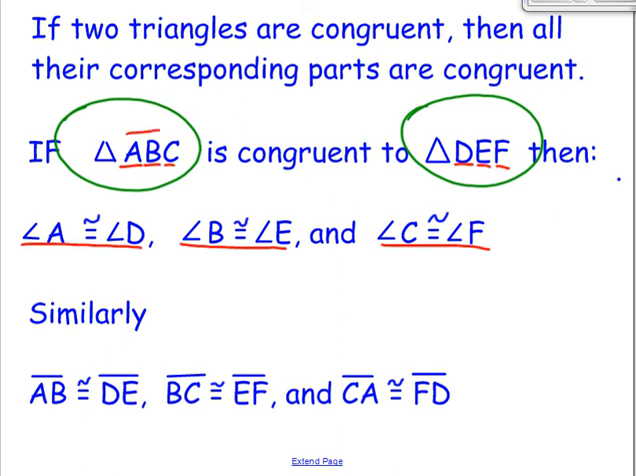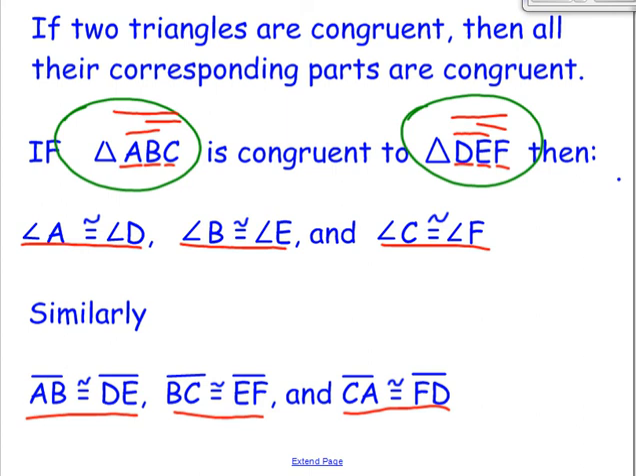Similarly, I know that segment AB is congruent to segment DE. Segment BC is congruent to segment EF. And the one that's kind of hard to see is the one that wraps around the name. And that's segment CA. I don't know how we draw that. CA would be congruent to segment FD. And I've got that right there. We get all that from the name.